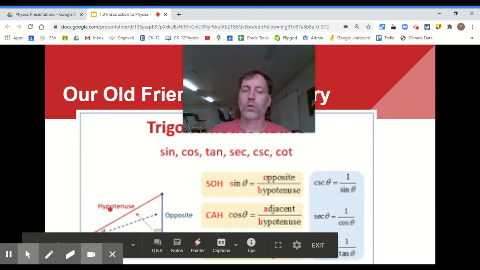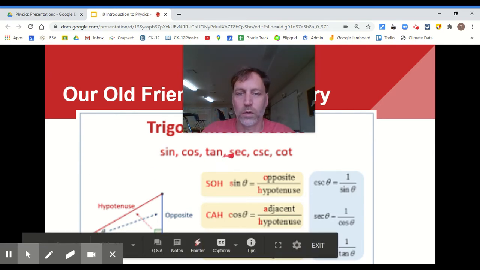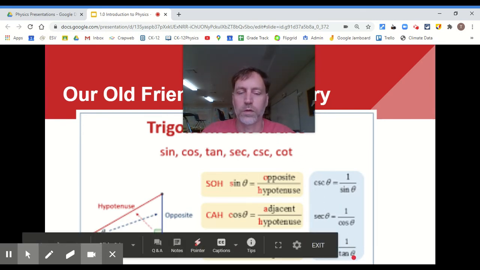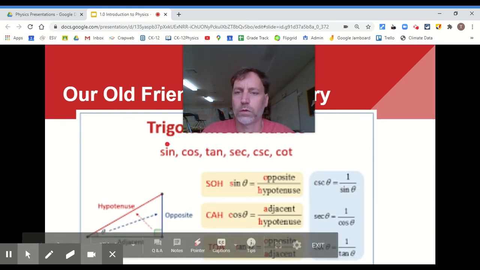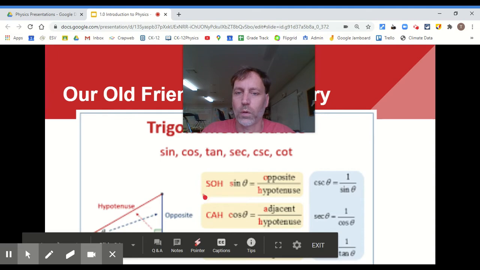Now those ratios are broken up into three different ones called sine, cosine, and tangent. We're not going to deal with the other three here, but they're just the inverses, flipping sine, cosine, tangent upside down. For our class right now, we're just going to deal with sine, cosine, and tangent. And that's symbolized by SOH CAH TOA.